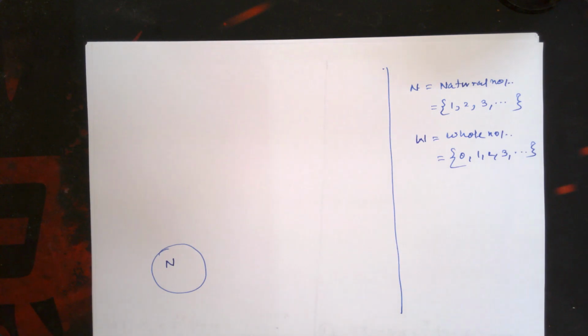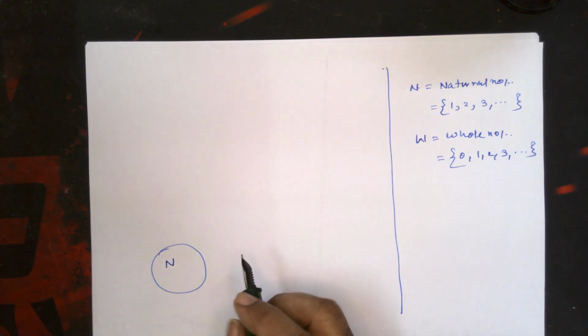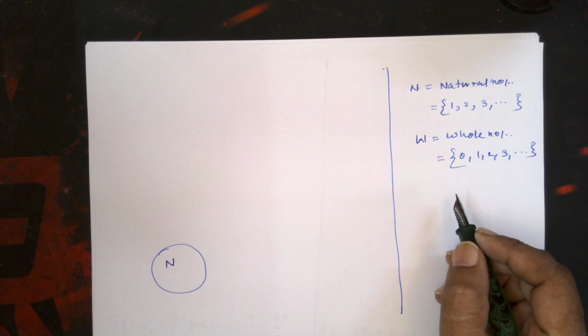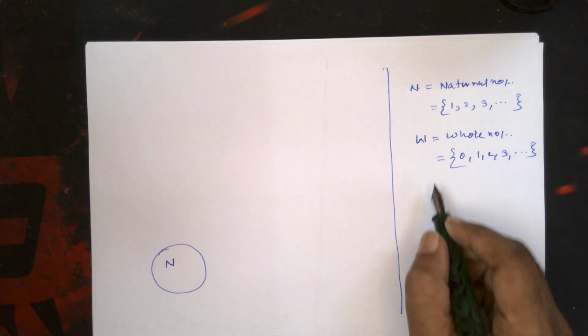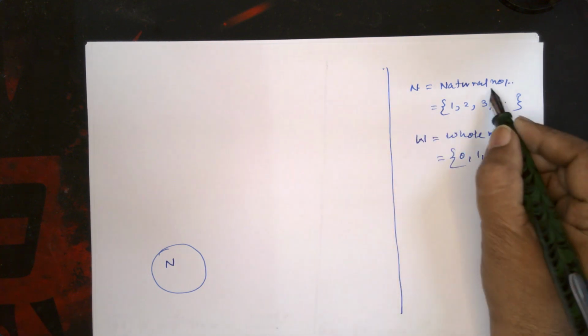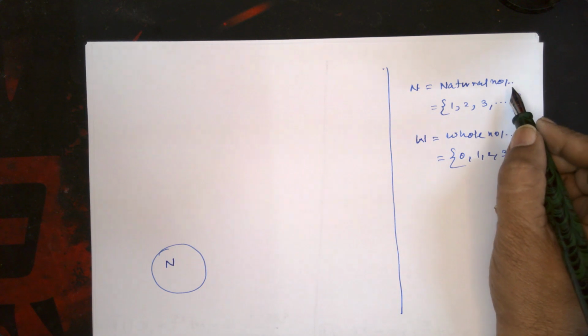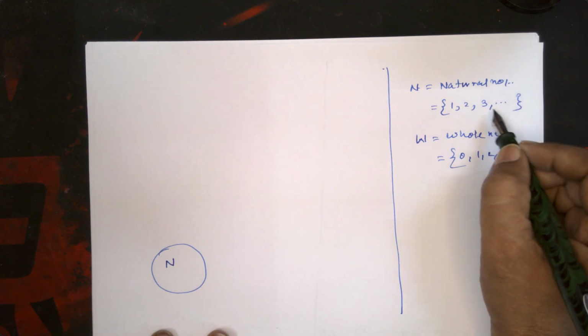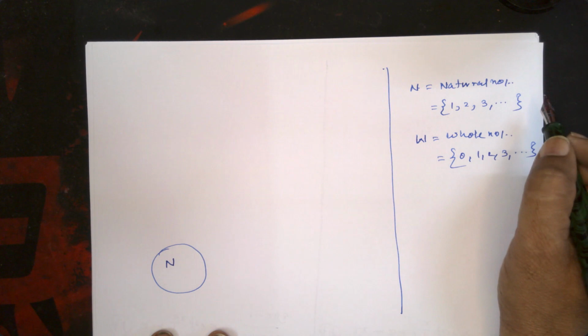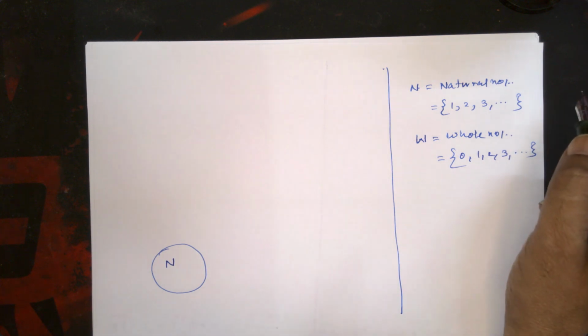Let me explain about the number system. So in the number system we have different sets of numbers. For example, N is the natural number. What do you mean by natural number? It is a set of 1, 2, 3, 4, etc., starting from 1, 2, 3, 4, and so on up to infinity.